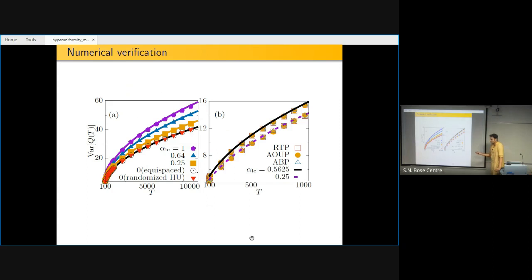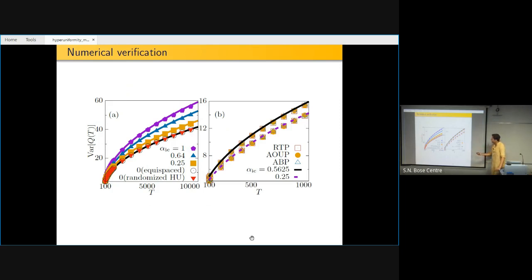One is equispaced, which gives me the previous hyperuniform result, as I call it now. Or I can choose a randomized hyperuniform state where I start from an equispaced initial condition, give some order 1 fluctuation, and then I measure the current at the late time limit, and I see that they also agree. So it is telling you that it is really alpha IC, the large length scale property of the system at time t equal to 0, that determines the dynamical fluctuation of the current at a very late time t.